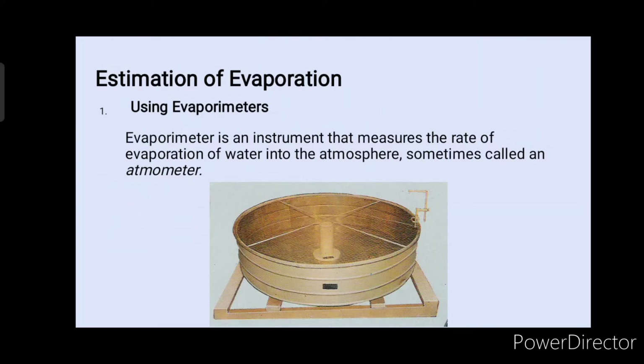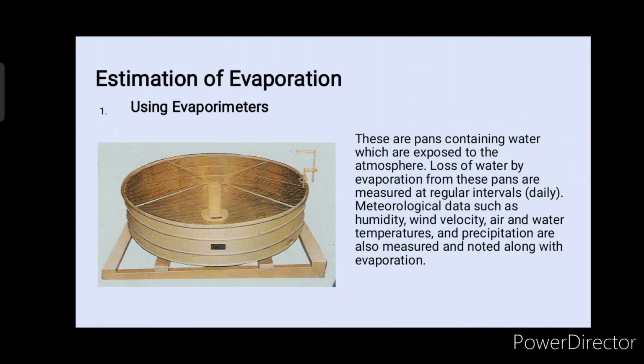So what are evaporimeters? Evaporimeter is an instrument that measures the rate of evaporation of water into the atmosphere and is sometimes called atmometer. So, evaporimeters are pans containing water which are exposed to the atmosphere. Loss of water by evaporation from these pans are measured at regular intervals, maybe daily.